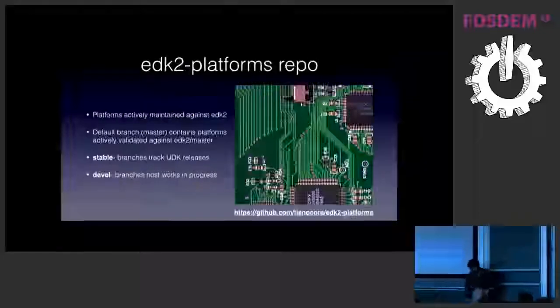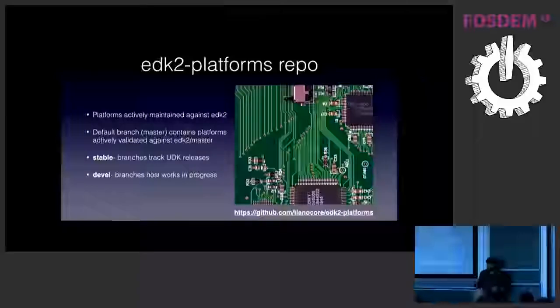I want to talk briefly about EDK2 platforms. So I mentioned that there are some platforms that TianoCore can natively support. And EDK2 platforms is our way of trying to pull some of that code out into its own repository. So specific hardware, like the BeagleBone, is available there, or will be available there shortly. The stable branches there track the UDK releases. So those completely validated releases get tracked in stable branches. And then we currently have development branches, which I will admit need a lot of cleanup.